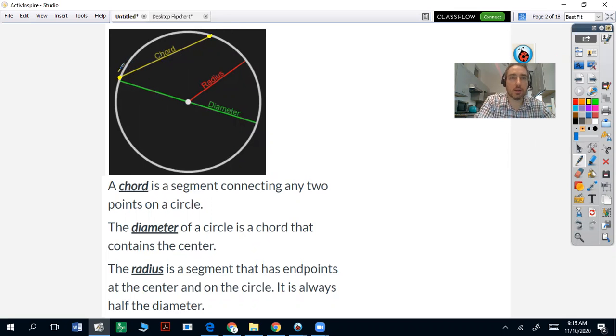So any 2 points connecting a point on the circle to another point on a circle is technically a chord, which means a diameter is also a chord, but a chord's not necessarily going to be a diameter. It's got to go through the center to be a diameter. And as you know, the diameter is always twice the radius. So you can look at those 3 definitions just to refresh your memory on that, especially with the chord, because you may have not seen that before.